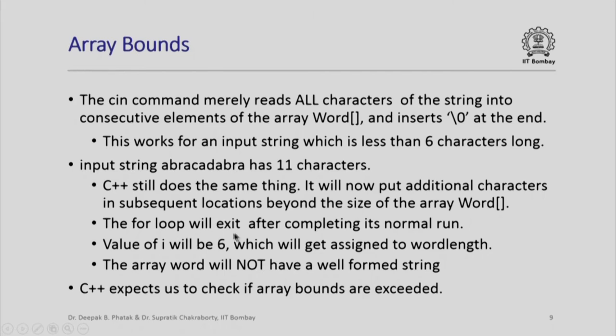The for loop will however exit after completing its normal run, which is the end of i equal to 6. So, the value of i will be 6, which will get assigned to word length. Word length will be printed as 6, but the array word will not have a well formed string because the backslash 0 is not available at the 6th position. So, C++ expects us to check if array bounds are exceeded. It is our responsibility and not that of C++.